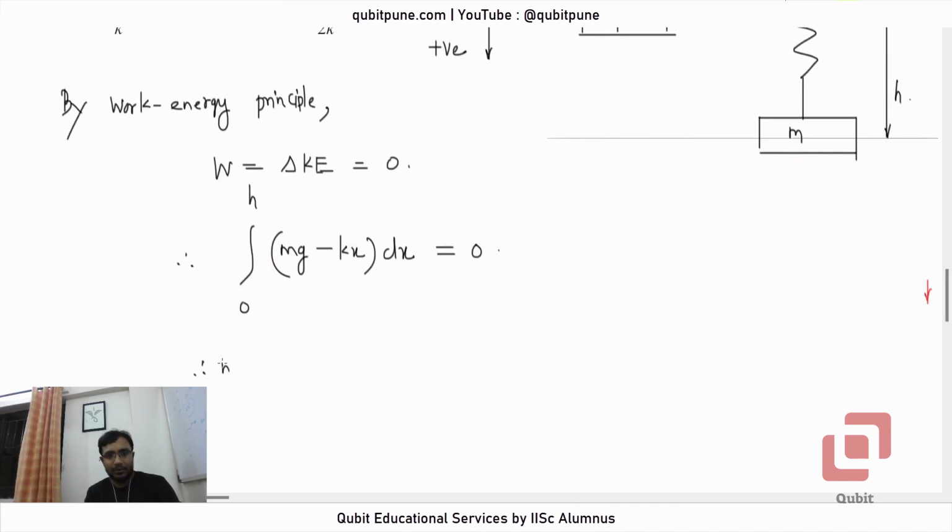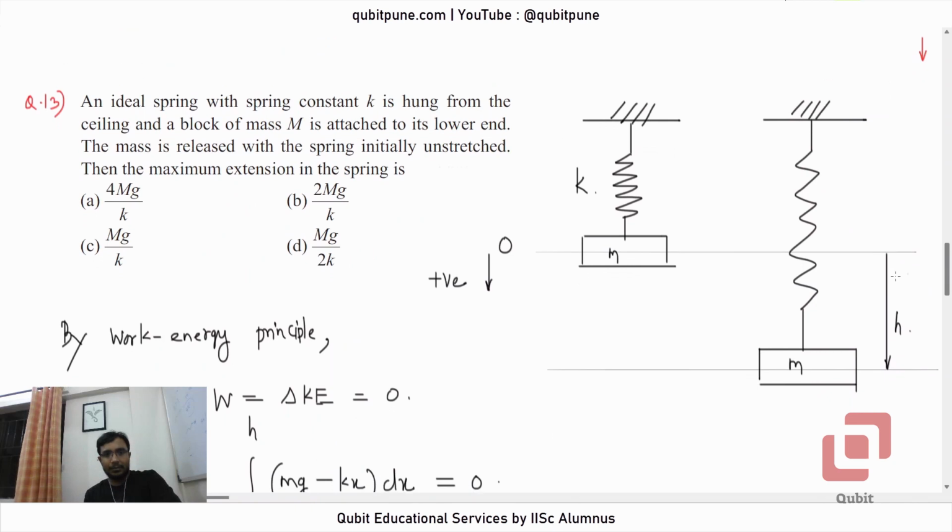So mgh minus the integral of kx, which is kx squared by 2, so kh squared by 2, equals 0. Did you understand this part? Yes, sir. Okay, cancel h. So mg equals kh by 2, and h will be 2mg by k. Option B.